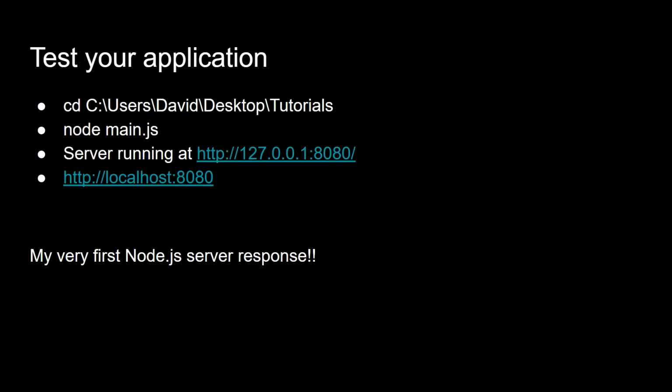Then, to test your application, there's a number of steps. There will be a short video of this afterwards to show how it's done. Firstly, you're going to open up command prompt. You're going to navigate in command prompt to where your main.js file is located. Mine was on the desktop under a tutorials folder. Then you're going to run the following command, node main.js, and you should see that the last piece of code we put in there, the console.log, will show server running at the address that you specified. Then lastly, to see this all in action, we're going to browse in our browser to localhost port 8080, and we should see our very first response.